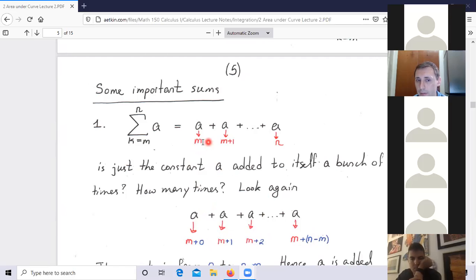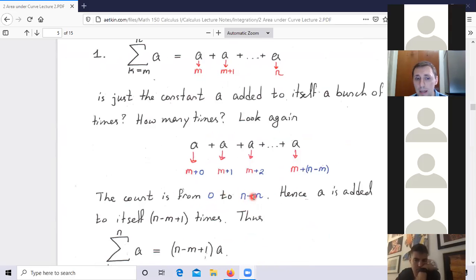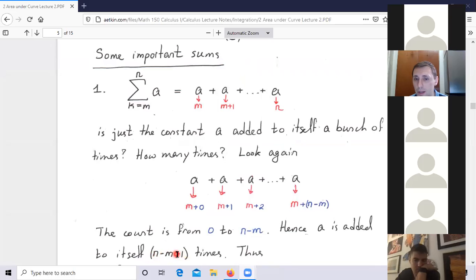So if I go from m to n, I can imagine adding 0 to m, then adding 1 to m. Then what's the last number I have to add to get n? I have to add n minus m. And so how many terms do I have? 1 through n minus m, and there is the 0 term, so plus 1. From 0 to n minus m, there are n minus m plus 1 terms.